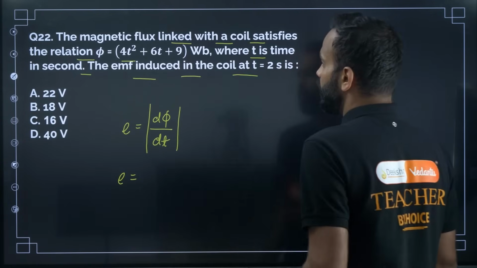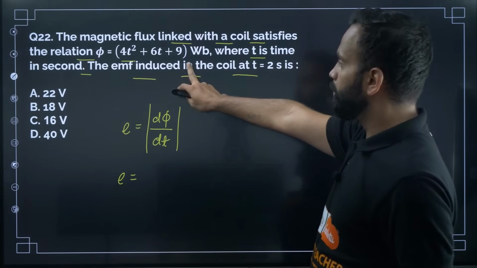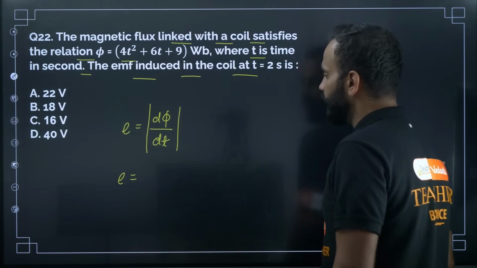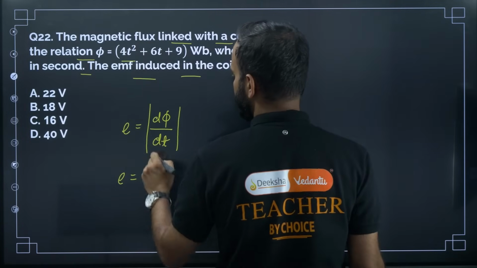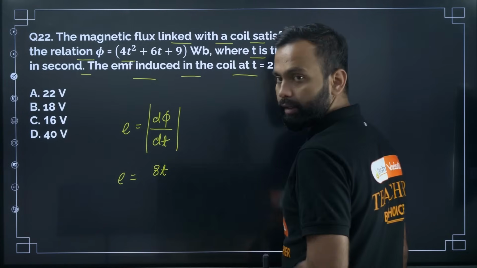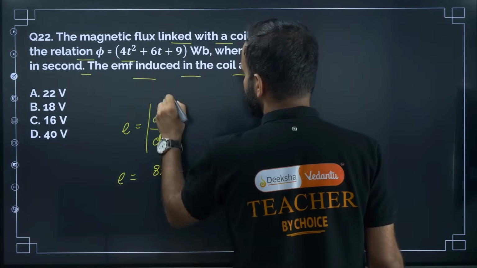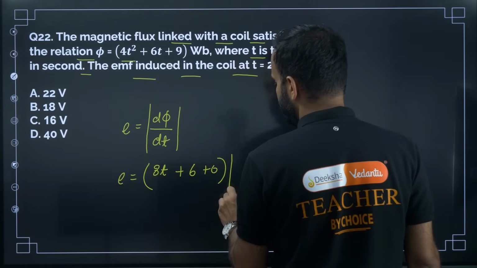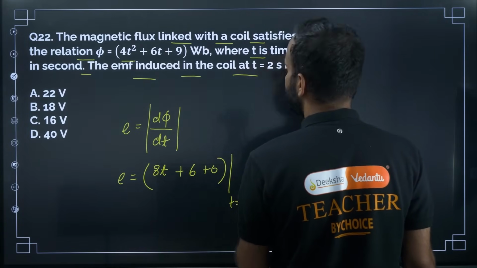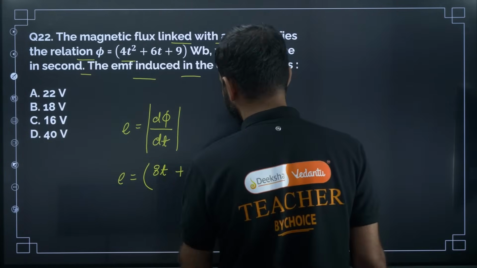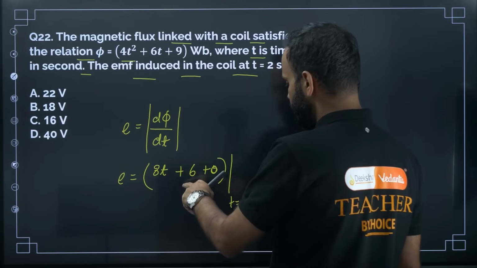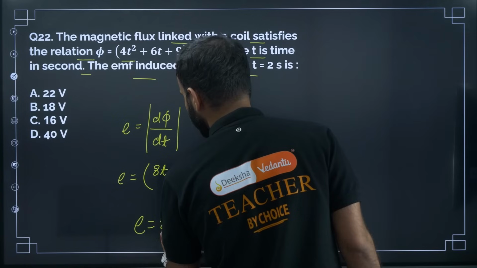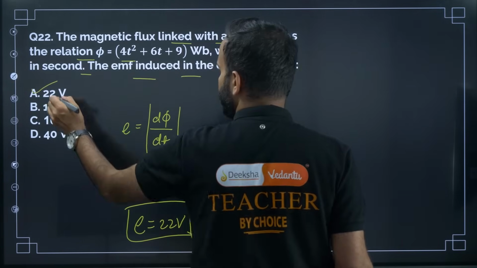So now E equal to, what is the rate of change of magnetic flux? Differentiation of 4t square plus 6t plus 9 with respect to t, right? What is the differentiation of 4t square? 4 into 2t, that is 8t, right? 8t plus what is the differentiation of 6t? 6, plus 0. Here at t equal to how much? 2 seconds, right? Now substitute the value of t. So t is 2, 8 into 2 is 16 plus 6, 22 volt. So the correct option is A.